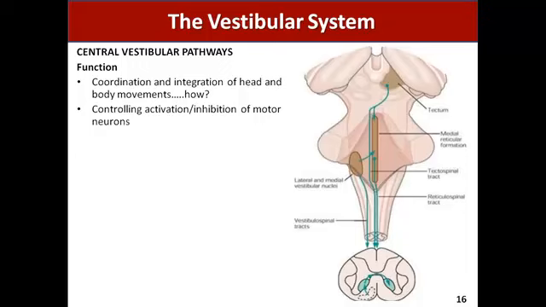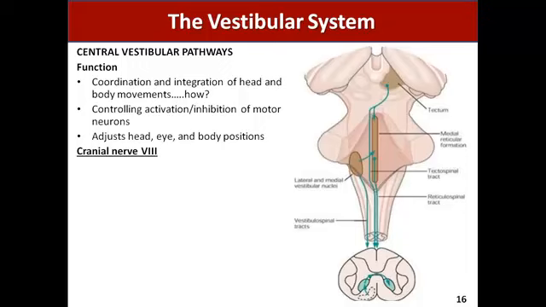And the response here is to control or to inhibit motor neurons that affect movement of our head, our eyes, and the rest of our body. So through the adjustment of head, eye, and body positions, we'll be able to reestablish either static or dynamic postural control and equilibrium. And this operates through cranial nerve 8.